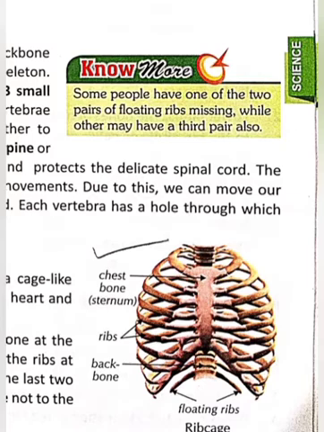Out of these, there is a long bone at the center of the chest which is called the chest bone or the sternum. It holds the ribs at the front. And the ribs are also attached to the backbone, whereas the last two pairs of ribs are free. Last two pairs means a total of 4 bones are floating. They are called the floating ribs. They are not attached in the front. They are just joined at the back to the backbone but not joined at the front.